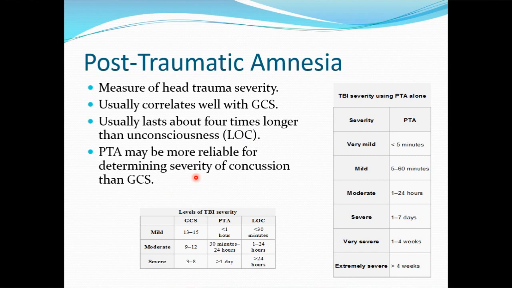And post-traumatic amnesia may be more reliable for determining severity of concussion or brain injury than your Glasgow Coma Scale. And as I said, I have mentioned this before. The difficulty with the Glasgow Coma Scale is the person might have been sedated, they might have been intoxicated. And also the people noting the Glasgow Coma Scale are not necessarily doing it accurately. So it is a very helpful tool, but you need to understand its limitations. Post-traumatic amnesia, unfortunately, we often don't know how long that period was. But if we did have a measure of it, it is much more accurate in predicting the extent of traumatic brain injury than the Glasgow Coma Scale.